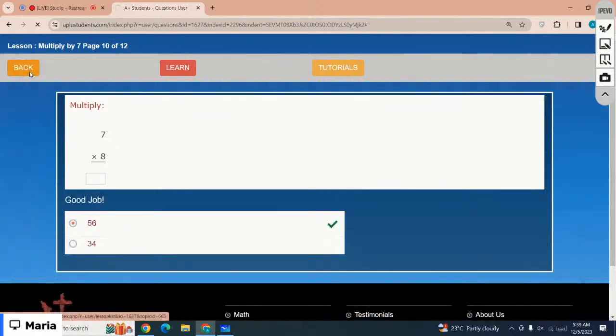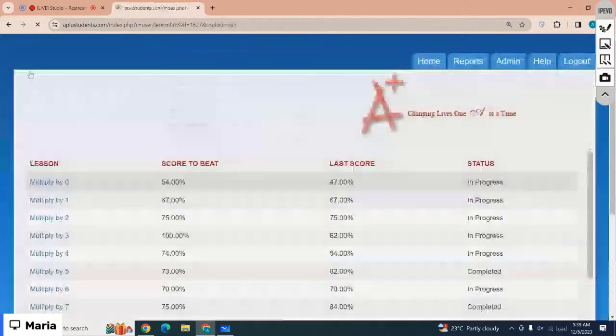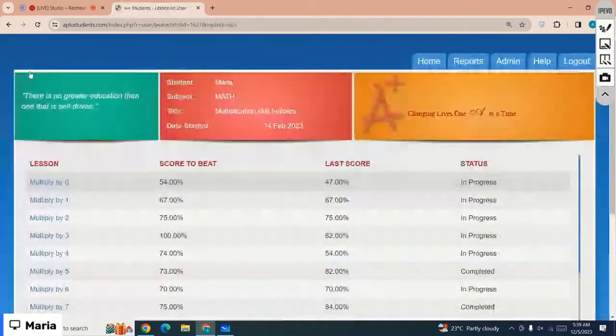So we were working on grade 3 maths. The chapter we're working on is multiplication skill builders. And the lessons we have covered today are multiply by 4, multiply by 5, multiply by 6, and multiply by 7, right? So please make sure before the next session you complete all the practice questions for the lessons we did today.